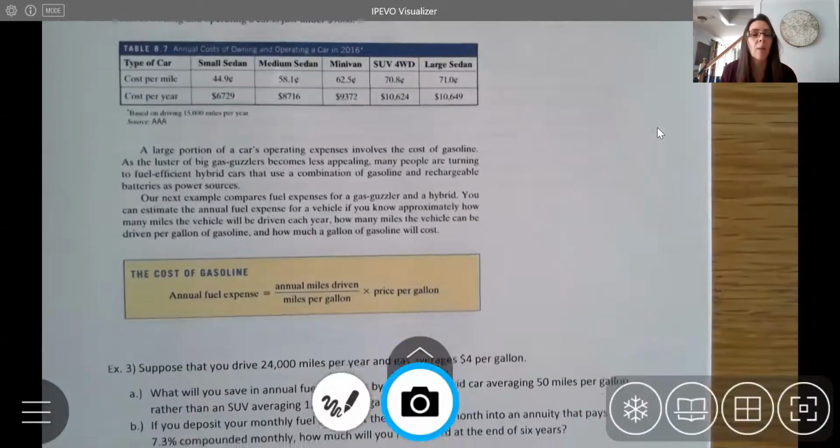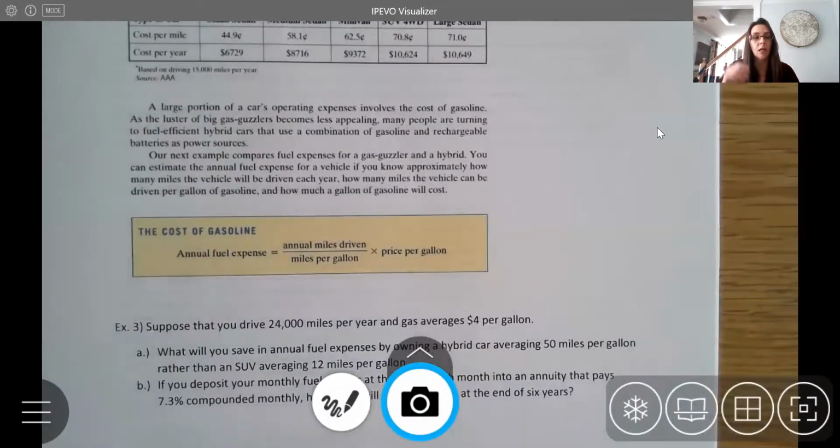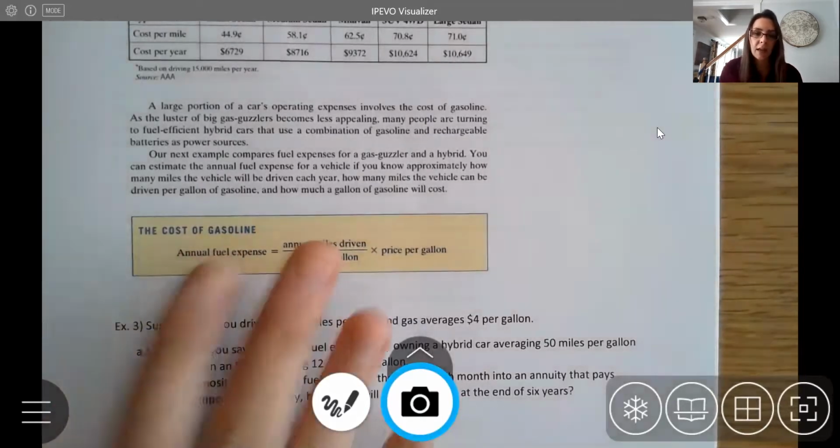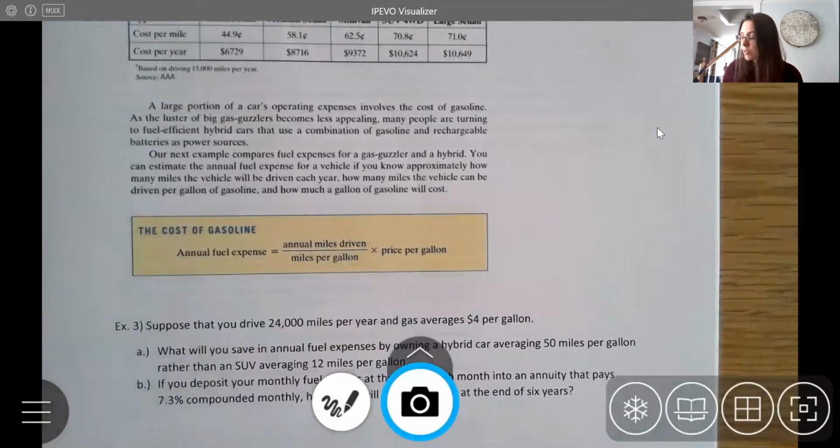Now, a large portion of a car's operating expense involves the cost of gasoline. As the luster of big gas guzzlers becomes less appealing, many people are turning to more fuel-efficient hybrid vehicles that use a combination of gasoline and rechargeable batteries. One thing to think about is that hybrid vehicles sometimes cost more on the purchase price. Hopefully that will change as they become more popular, since usually the price goes down as things become more popular. That will be great both for people and for the environment. Gasoline is a huge expense, particularly if you're commuting far to work.